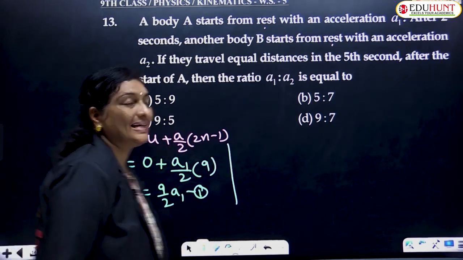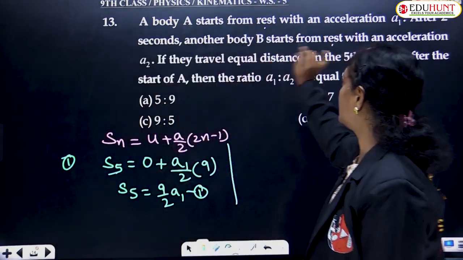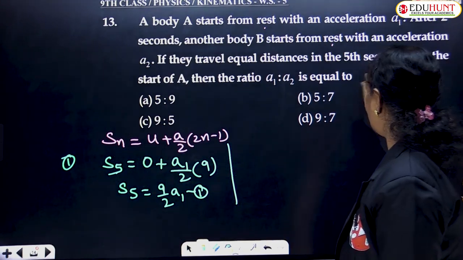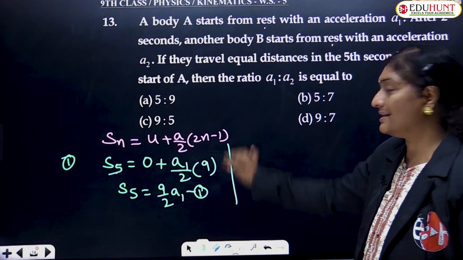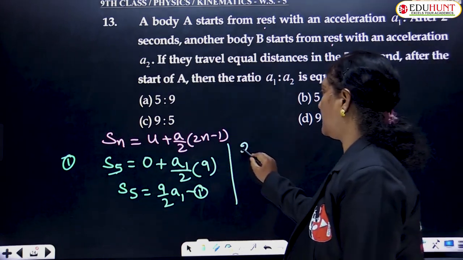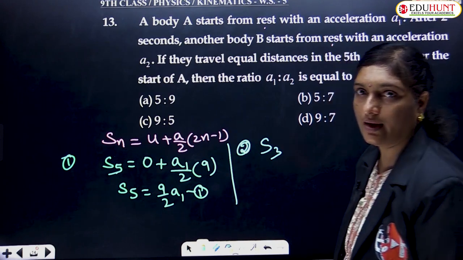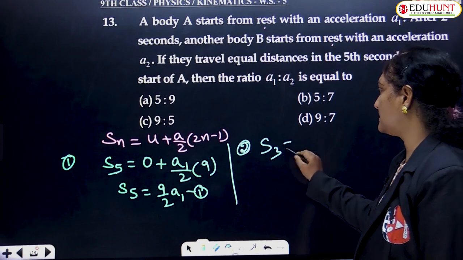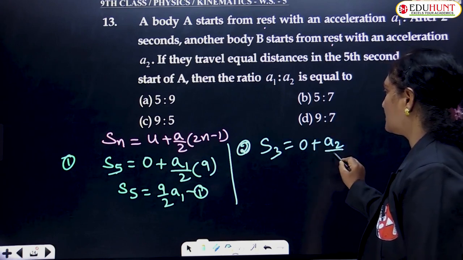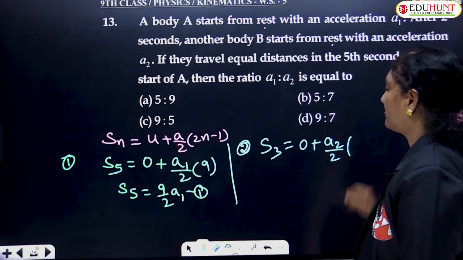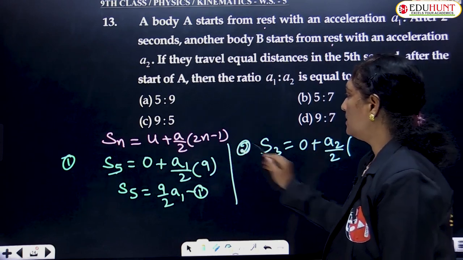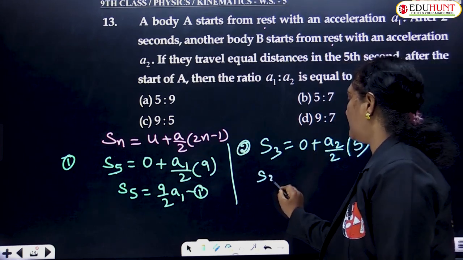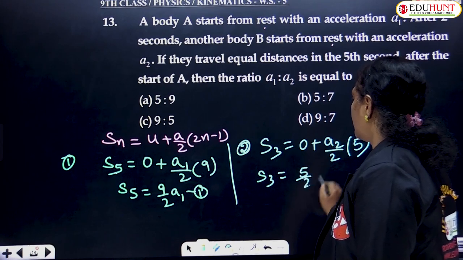Now again, for the second case. Second case, B also starts from rest only. But how far does it travel? Though it travels equal distances in the 5th second, it travels 2 seconds lesser when compared to that. So for the second case, we have S3 only. If it happens to be 5, that should be 3 because it travels 2 seconds later. So S3 is equal to 0 plus a2 by 2, and n was given as 3 now. So 3 times 2 is 6, 6 minus 1 is 5. Hence the value of S3 is given to be 5 by 2 a2.